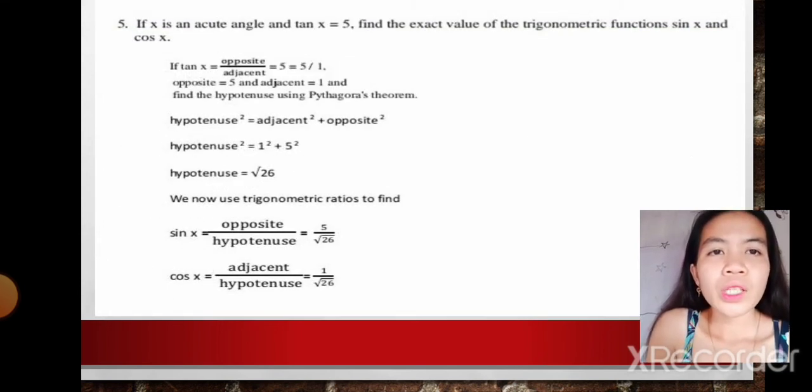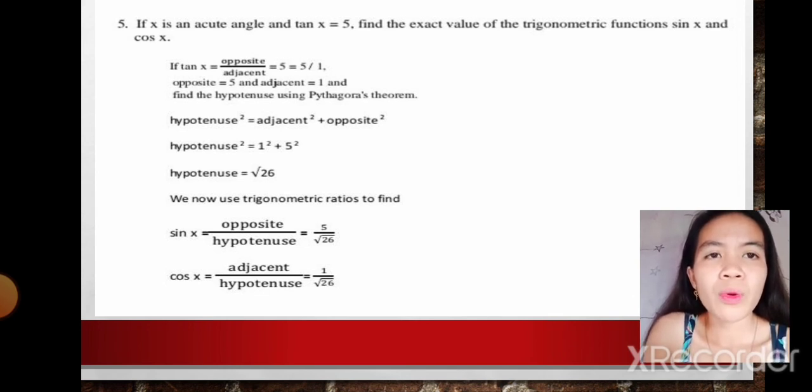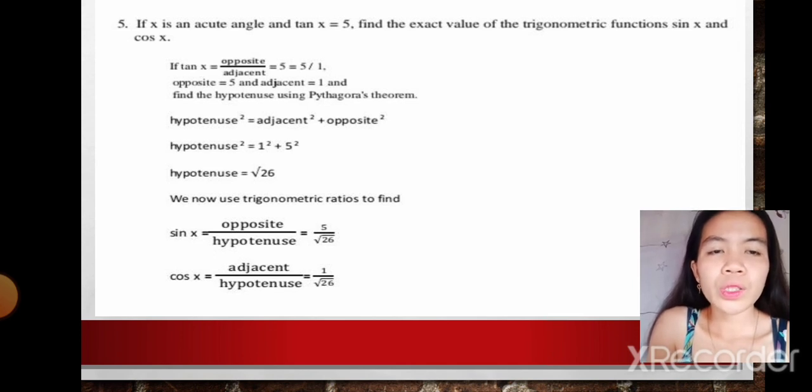So if x is an acute angle and tan x is equal to 5, find the exact value of the trigonometric functions sin x and cosine x. If tan x is equal to opposite over adjacent, which is equal to 5 over 1, then opposite is 5 and adjacent is equal to 1. Find the hypotenuse using the Pythagorean theorem. Hypotenuse squared is equal to adjacent squared plus opposite squared, so hypotenuse squared is equal to 1 squared plus 5 squared. Hypotenuse is equal to the square root of 26.